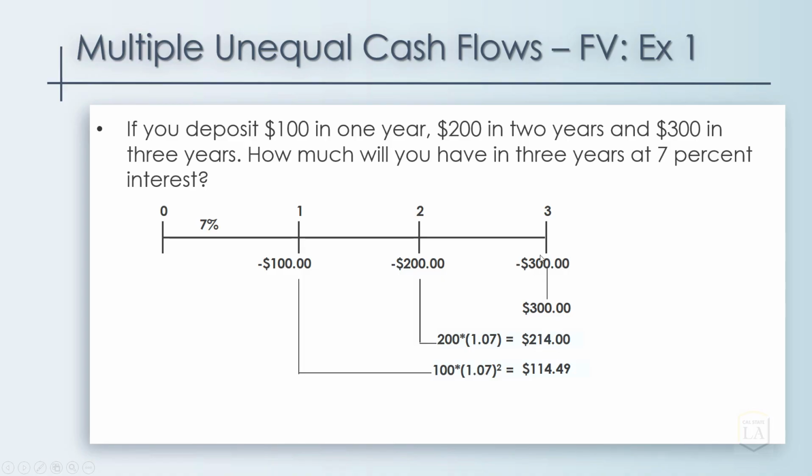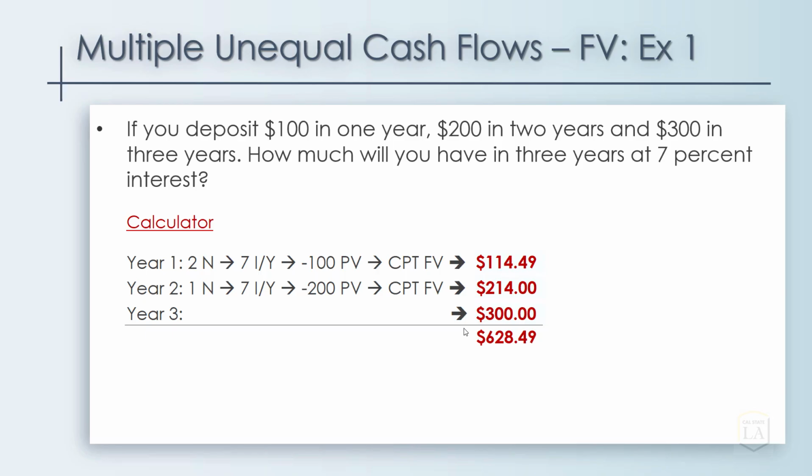And for the third cash flow, which is going to be deposited at the end of the 3rd period, it wouldn't have any time period to collect interest. So it's just the original deposit amount itself, 300. So with all these future values, if you just add them all, then you will have 628.49 by the end of the 3rd-year period. So the rule here is to treat them separately. And of course, you can do that separately on your calculator as well.